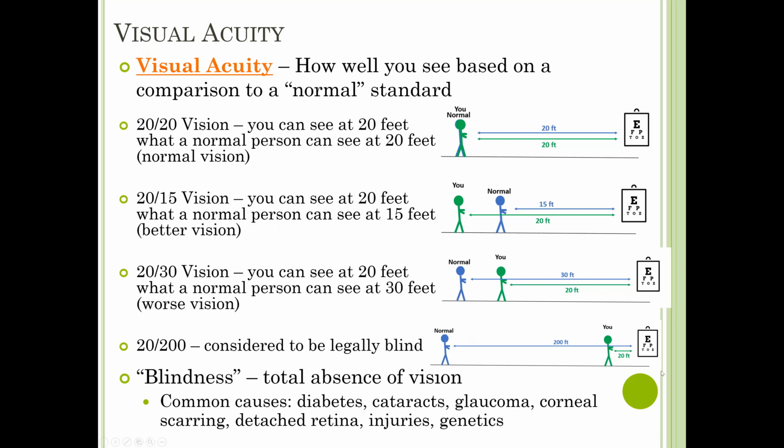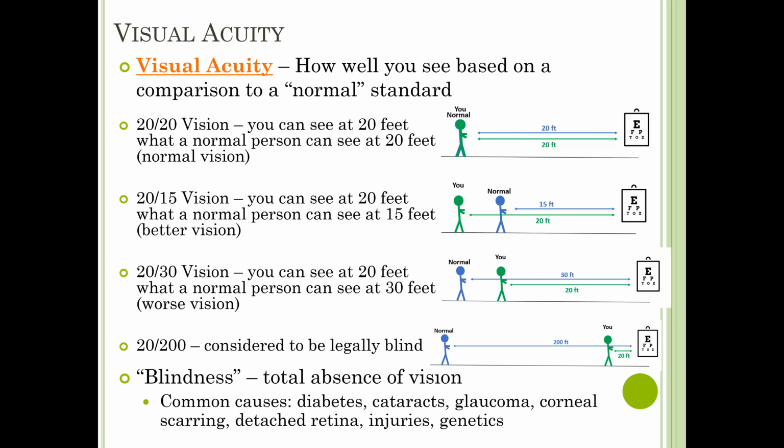True blindness is a total absence of vision. So the 20/200 people can still see, at most everything's blurry, but you're considered to be legally blind. Like I said, you can't get a driver's license and stuff. But total blindness is when your vision is totally gone.